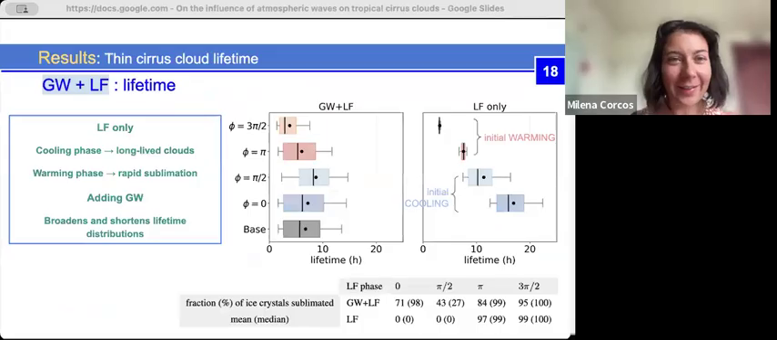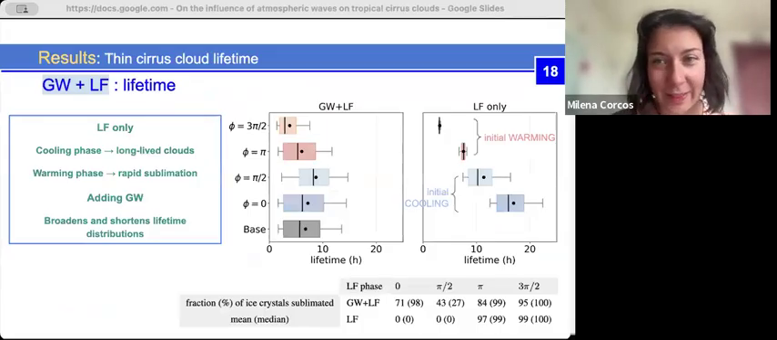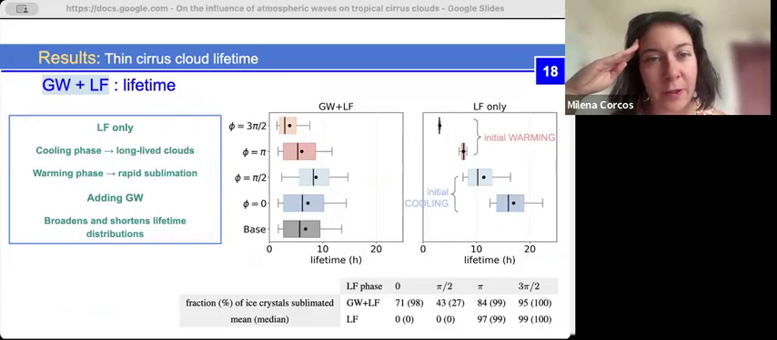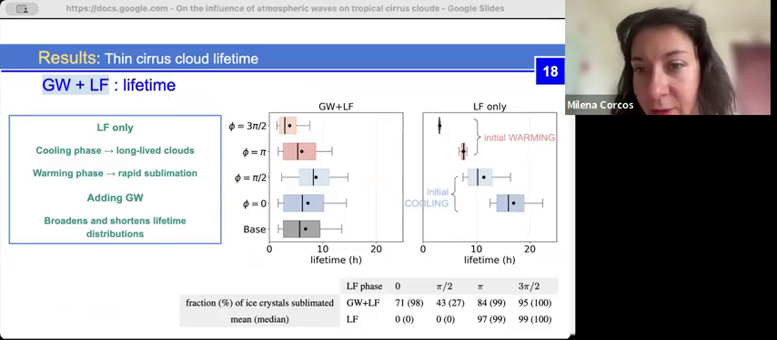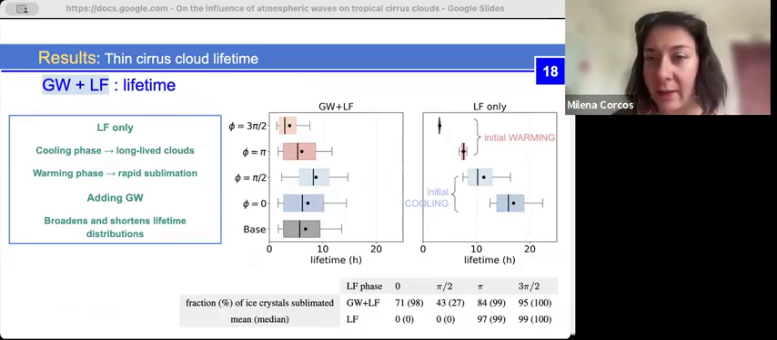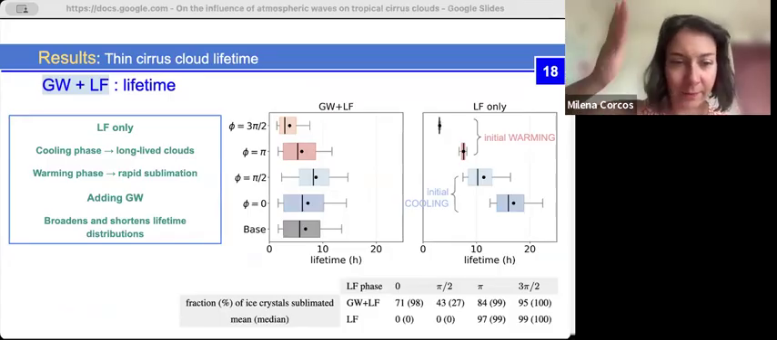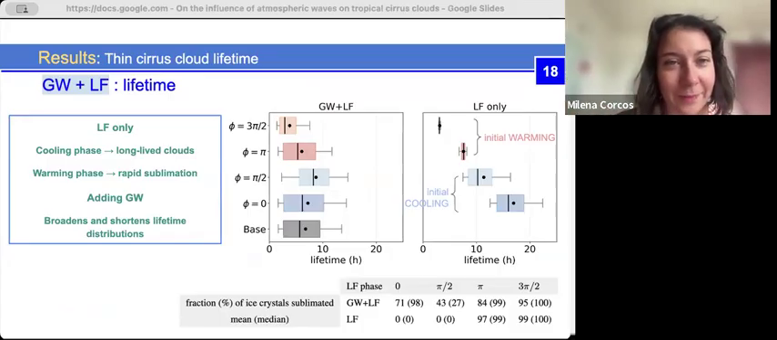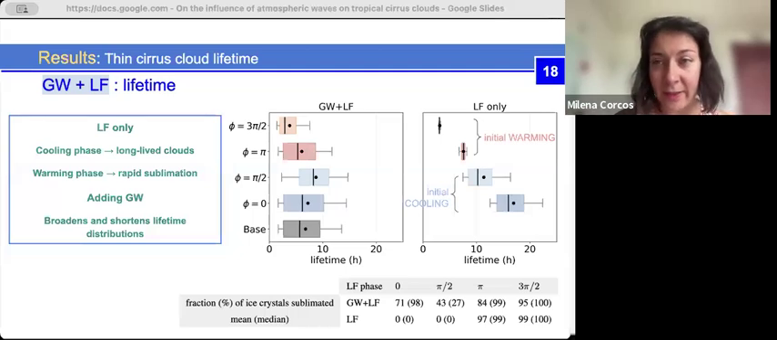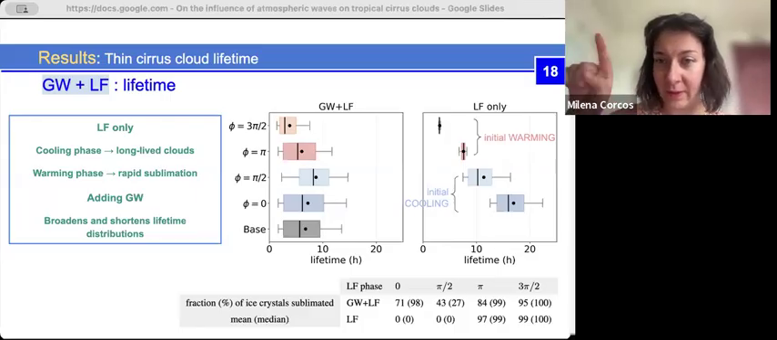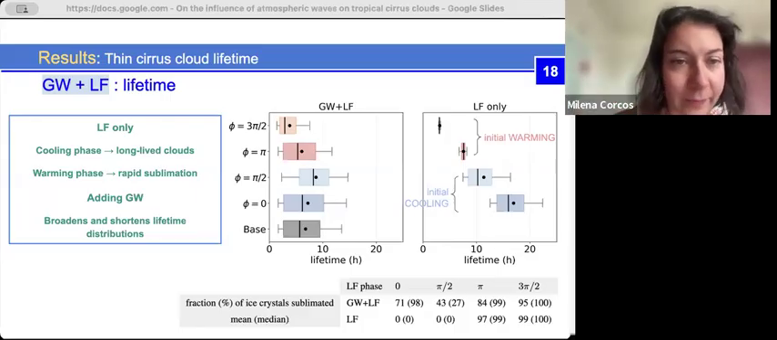Okay, so now we can add our low frequency forcing. I'm showing on the right part of my slides these box plots of lifetimes. By the way, I'm sorry, I didn't say it, it's from Q10 to Q90. The average, I think, is the dot, and the median is the bar. So I'm showing the low frequency only on the right panel and the gravity wave plus low frequency in the left panel.